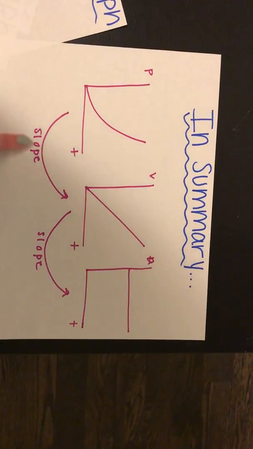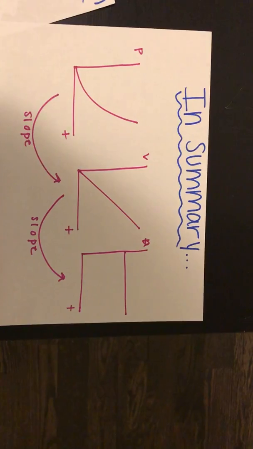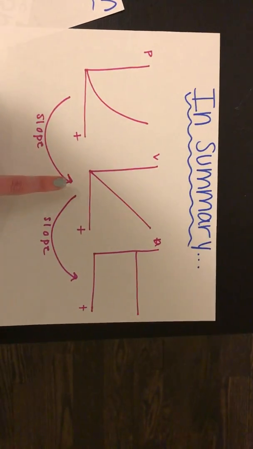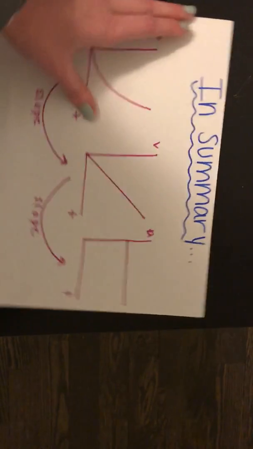These arrows, if you just draw this little diagram, you'll always remember that the slope of a position graph leads you to velocity. The slope of a velocity graph leads you to acceleration.